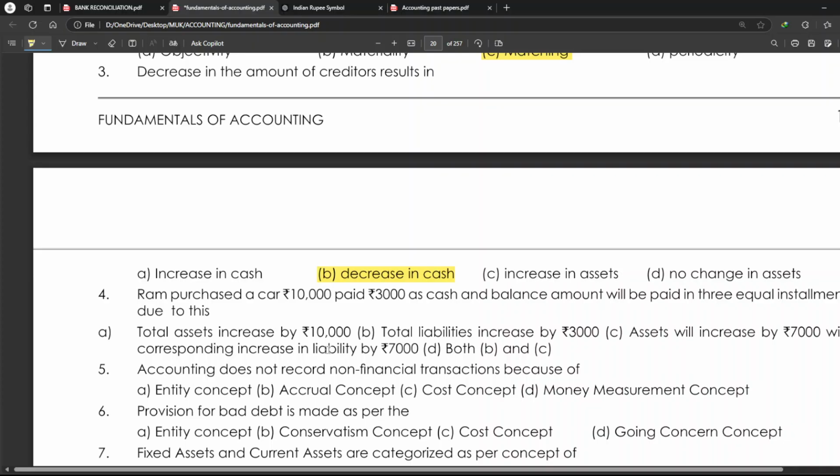So we see that when we purchase a car at 10,000, and we pay 3,000 cash, that means now 3,000 has been cleared. Our assets are increasing by 7,000, but we are still being demanded a liability of 7,000. So our answer here is C, assets increase by 7,000 and the liability increases by 7,000 rupees.